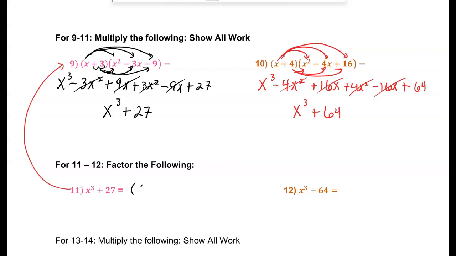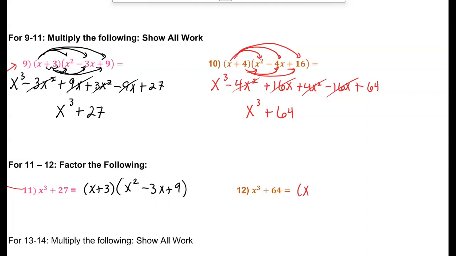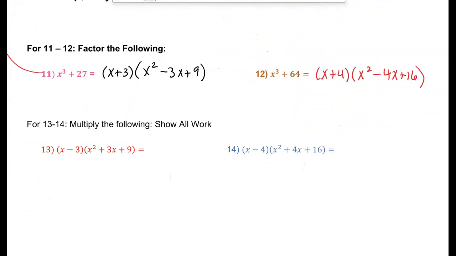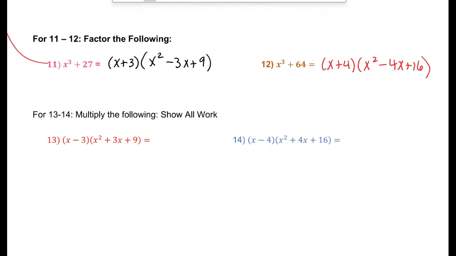The quantity x plus 3 times, yeah, the quantity x squared minus 3x plus 9. Okay. What about if I asked you to factor x cubed plus 64? What would we have? So it's x plus 4 times the quantity x squared minus 4x plus 16. Okay? Now, showing work. I won't believe you unless you show me work. Please do the same thing for 13 and 14. Be careful, watch your signs.